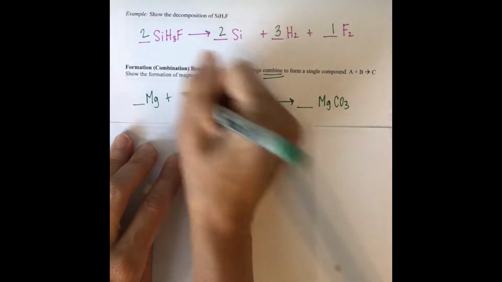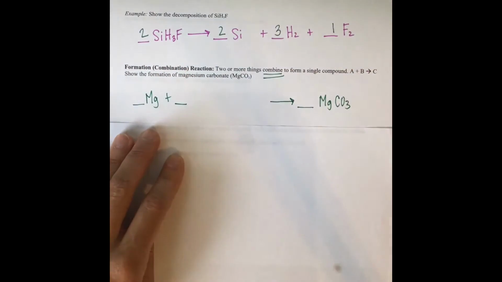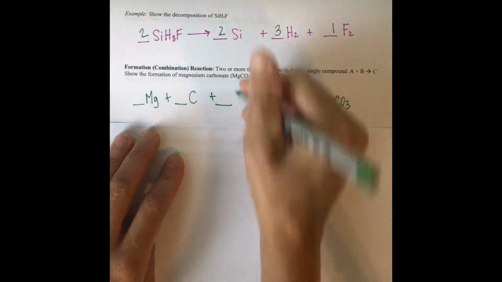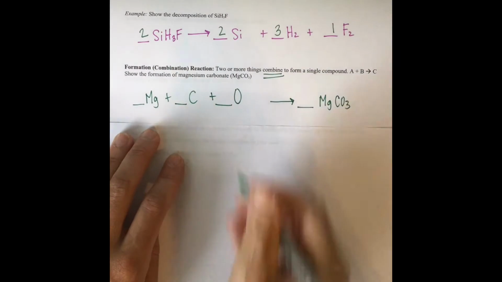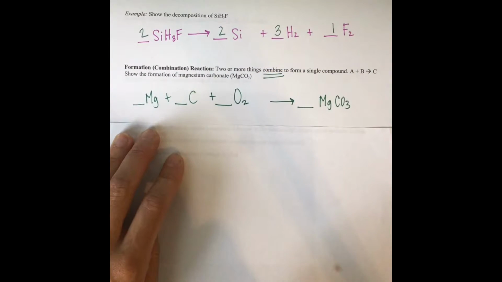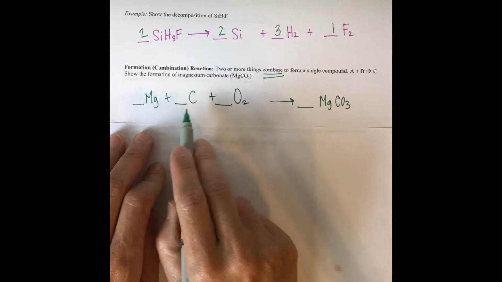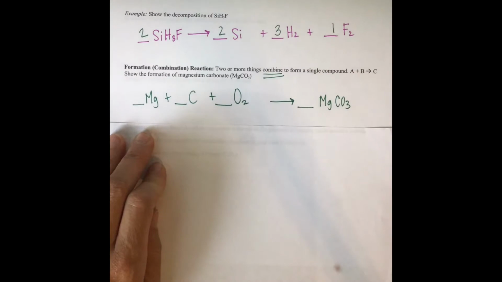So I take magnesium plus, how do I write oxygen? Oh, carbon's next, sorry. Carbon. And how do I write oxygen? O. It's always O2. It cannot be by itself. Okay? Once you have all of your things written out to form your compound, then you think about balancing.